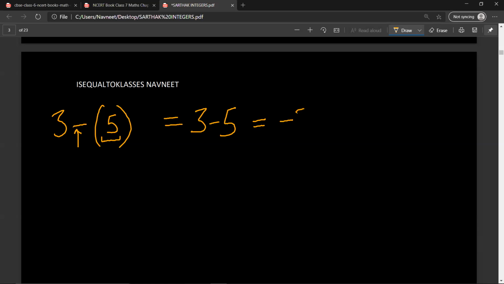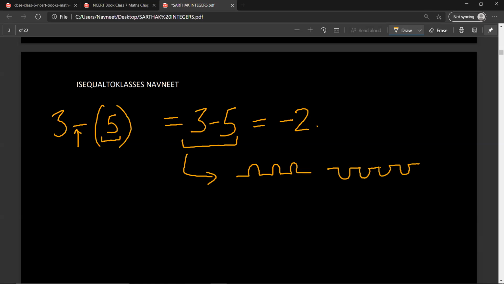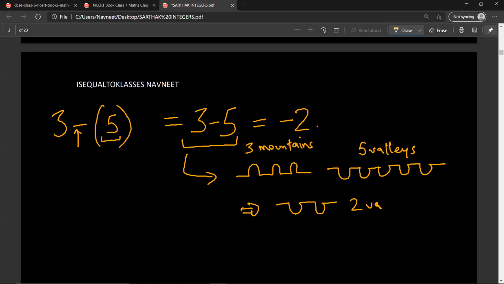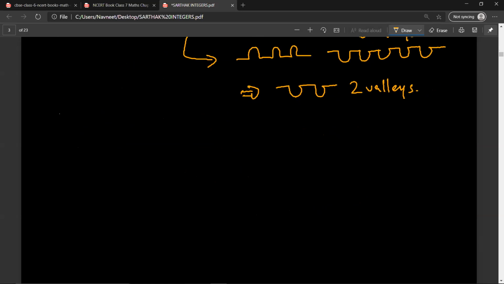-2. Now there shouldn't be any confusion in this because I can write 3 minus 5 as 3 mountains and 5 valleys. 3 mountains and 5 valleys is equal to 2 valleys. Yes, sir. So these are 3 mountains, these are 5 valleys, and this is equal to 2 valleys. Okay. Let us take some few more examples.